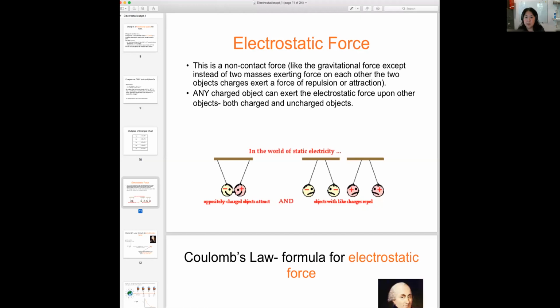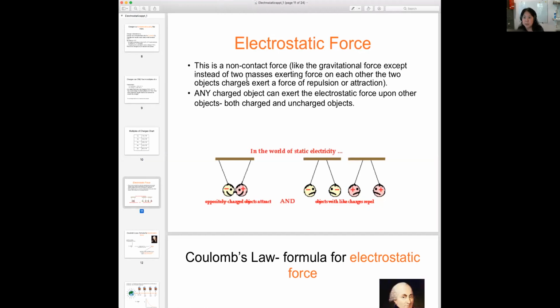So let's see the slide. Okay, so electrostatic force, this is the slide that you saw in the previous video. Electrostatic force is a non-contact force. So it's just like a gravitational force. You don't have to be in contact and you have forces. And unlike electrostatic force, gravitational force is always an attractive force towards each other, right?